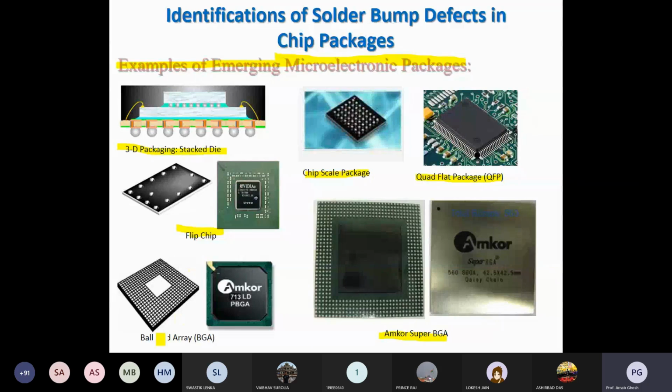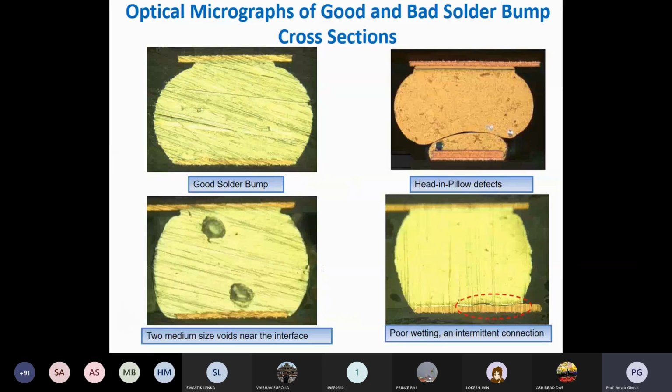Then you can see the cross sections. This is a bad solder bump, where soldering is required, and this is a good solder bump, where the soldering is good. Who is scanning? The sensor and transducers. Here some defects are there, some damages. You can see two medium size voids near the interface. The soldering is not good, with poor wetting and intermediate conditions at those positions, so different defects are there. And here you can see a good soldering, with proper mixing of the combinations.